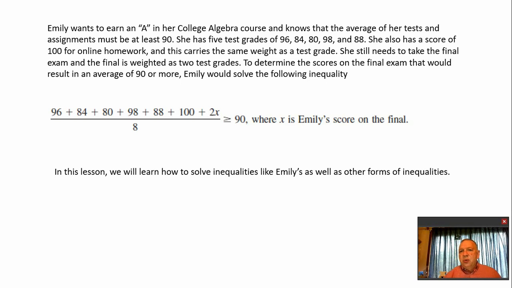To determine the scores on the final exam that would result in an average of 90 or more, Emily would set up and solve the following inequality, where she adds all of her test scores, her online homework, and then the score on her final, but times 2, and this is counted as 8: 1, 2, 3, 4, 5, 6, 7, 8. And that needs to be greater than or equal to 90, so this is the average for those.